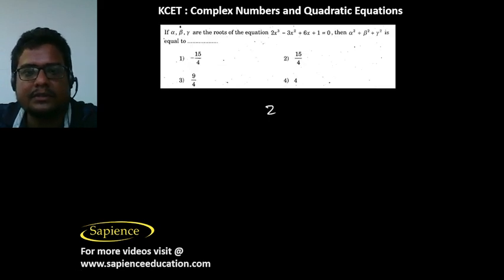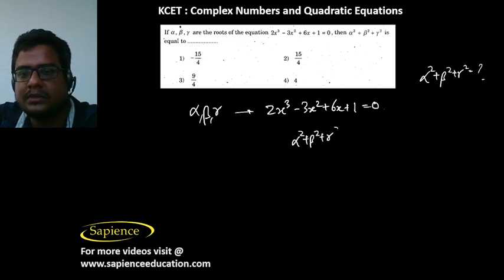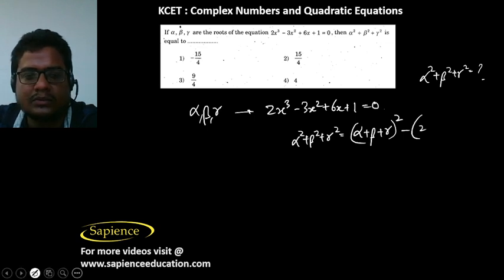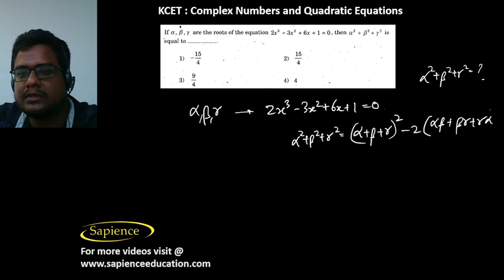Now here it is given that alpha, beta and gamma are the roots of the equation 2x cube minus 3x square plus 6x plus 1 that is equal to 0. Then the value of alpha square plus beta square plus gamma square is how much? Now alpha square plus beta square plus gamma square can be written as (alpha plus beta plus gamma) whole square minus 2 into (alpha beta plus beta gamma plus gamma alpha).